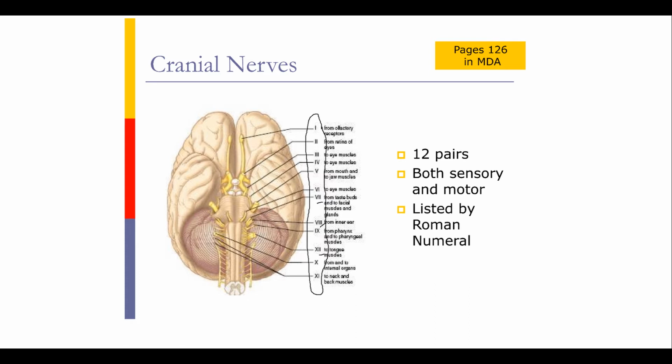But there are 12 pairs of cranial nerves. They're both sensory and motor in function, and they're listed by Roman numerals. You'll also see a picture of this on page 126 in your MDA textbook.